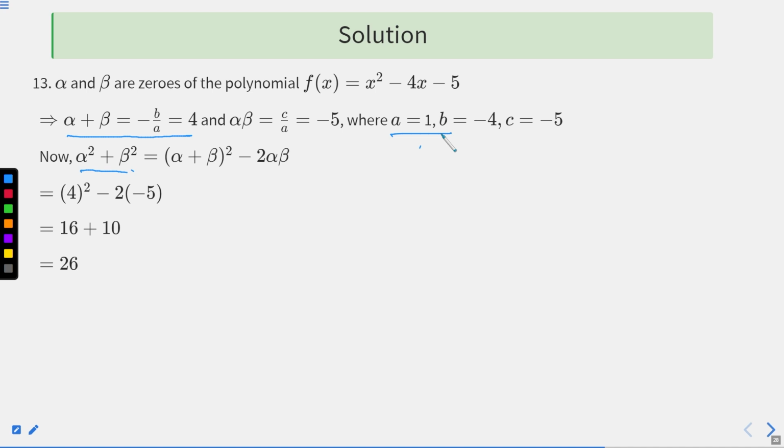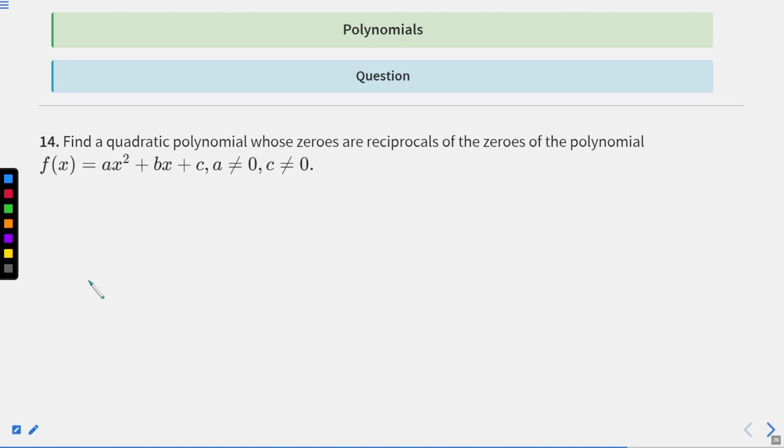Okay, then alpha square plus beta square is equal to alpha plus beta whole square minus 2 times alpha beta. And if we now put the values of alpha plus beta and alpha beta, then we'll get 4 square minus 2 times minus 5. Okay, and this is equal to 16 plus 10, and this is equal to 26. So alpha square plus beta square is equal to 26. Okay, so now let us move to question number 14.